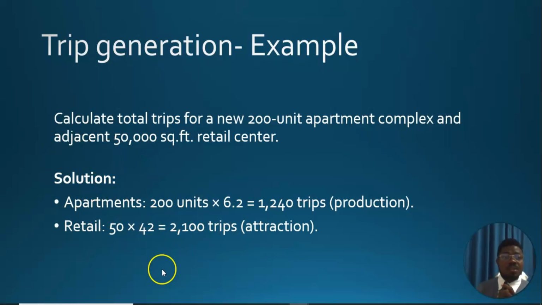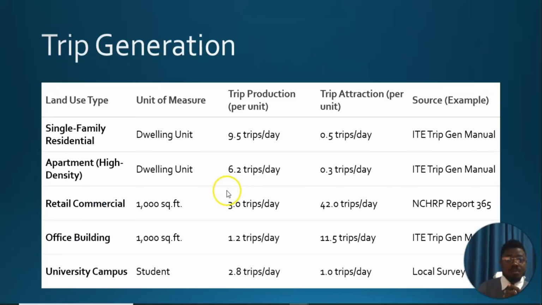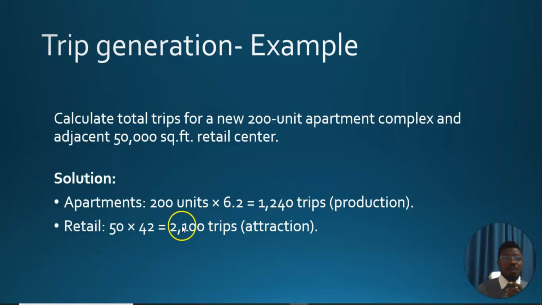And for the second, which takes into consideration the retail, we have the 50,000 square feet retail, so we have to equate it with the retail rate here. So 42, then we multiply to get 2,100 trips as an attraction. So here is just an example on the trip generation.